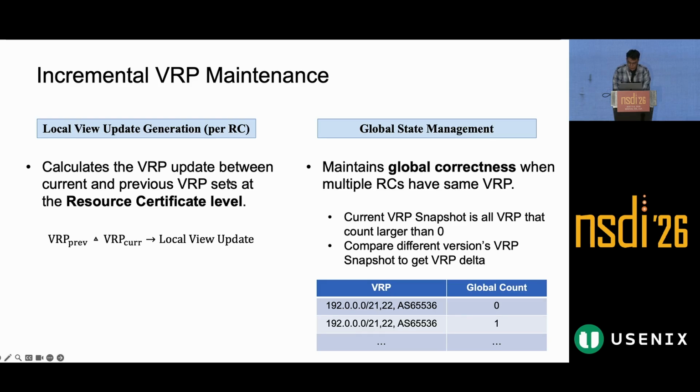However, since multiple RCs might authorize the same VRP, simply applying local views to the cache is unsafe, and a global state management is needed. And to maintain global correctness, we introduce a global count. This guarantees that a VRP is only withdrawn from the VRP cache when its reference count drops to 0.